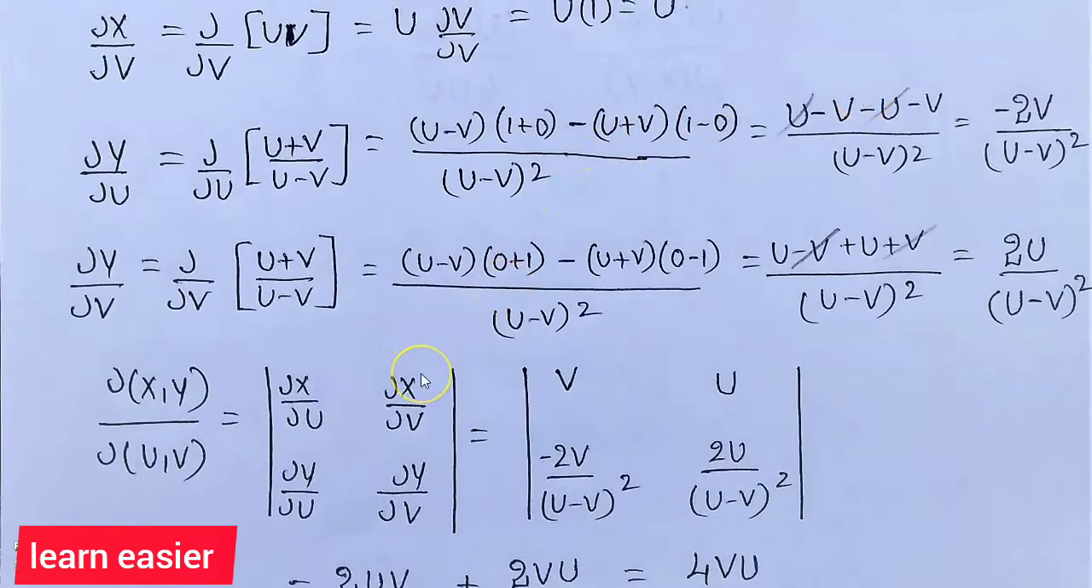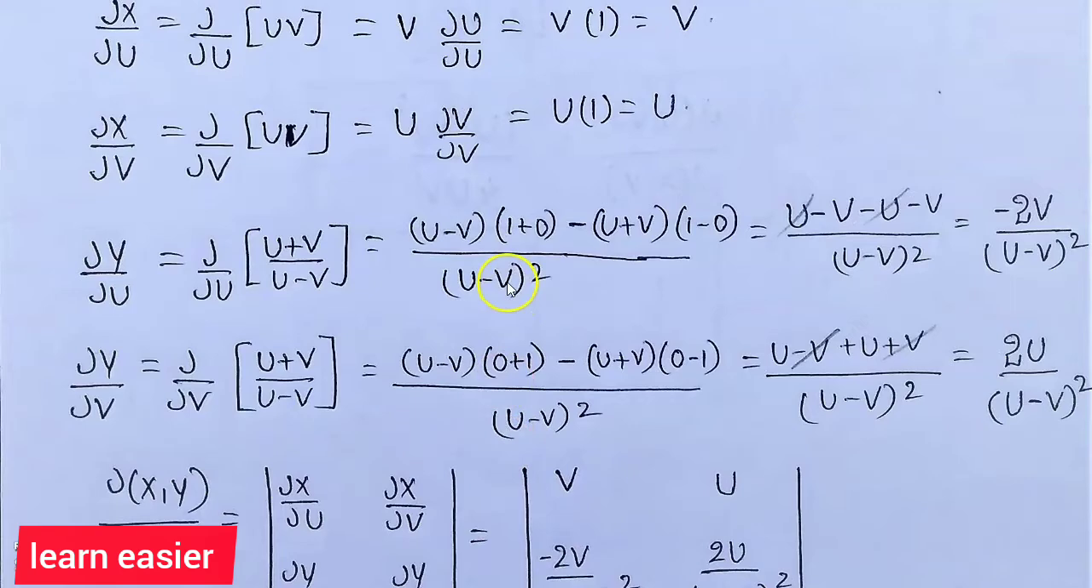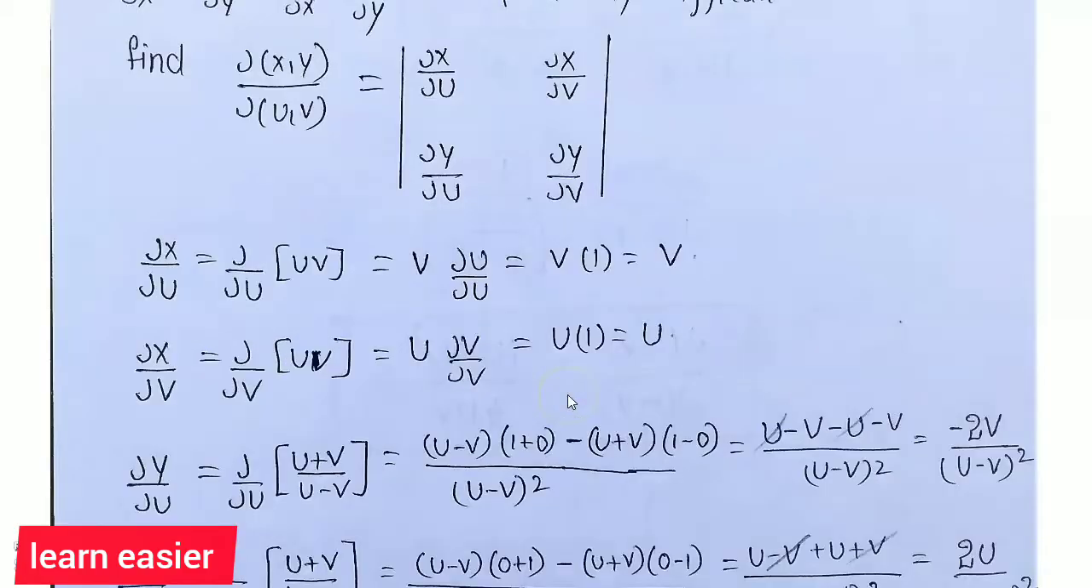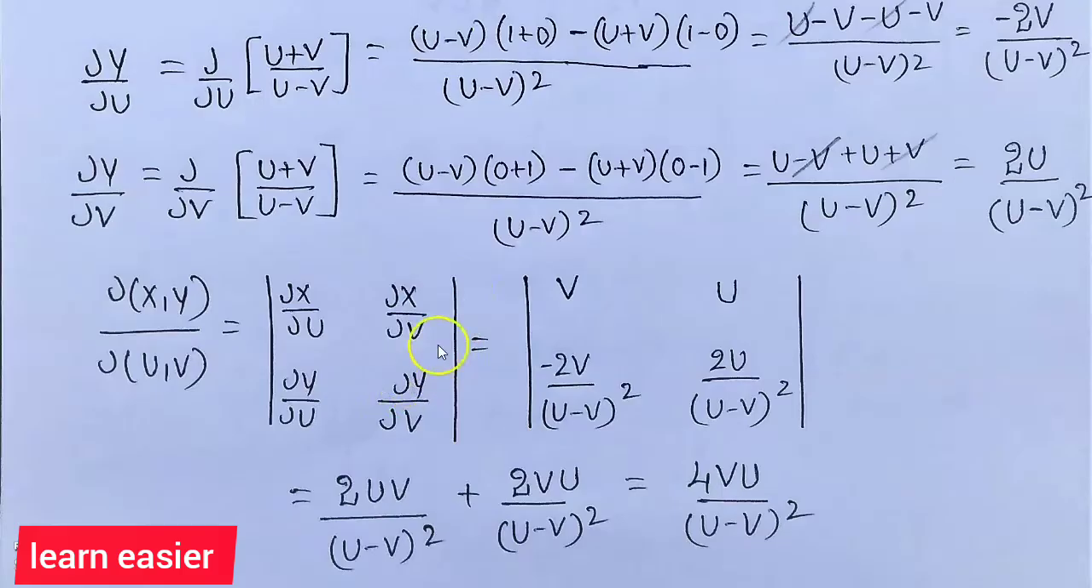Now we have to substitute those partial derivatives. Those are dou x by dou u and dou x by dou v and dou y by dou u and dou y by dou v. So dou x by dou u is what? What we have found is v. So we substitute here, and next, dou x by dou v is what? U, and dou y by dou u is minus 2v by u minus v square, and dou y by dou v is 2u by u minus v whole square.